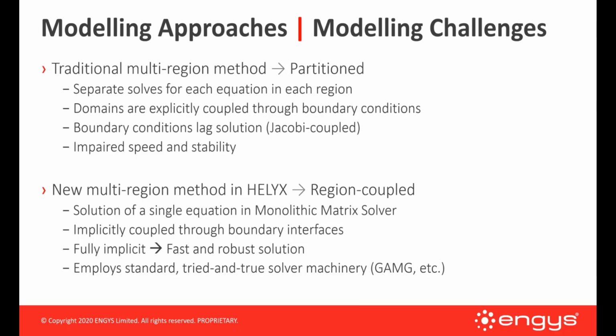Within HELYX, there's a new multi-region method, and it's called region coupled. The strength of this is that it's a solution of a single equation in a monolithic matrix solver. So we take all of the different solids, all of the energy equations, and we put them all together in one single matrix, and we solve that. At the boundaries, instead of explicitly coupling, we're implicitly coupling through the boundary interfaces. Implicitly coupling means that the contributions from each one of these different domains are included within this matrix, and we solve them directly. Being fully implicit, it means that it's fast and robust.